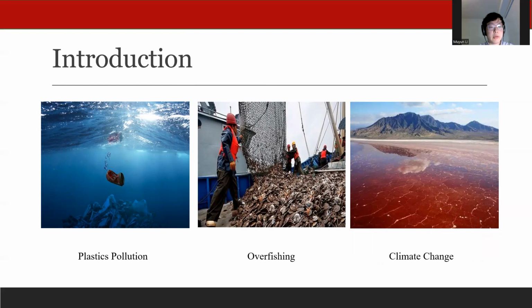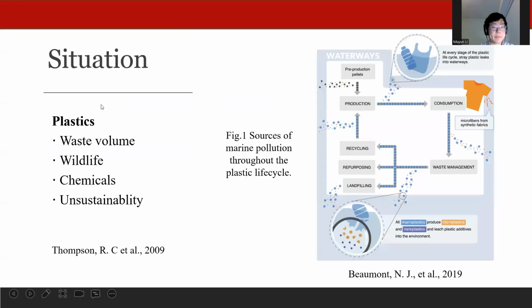There are three typical situations: plastic pollution, overfishing, and climate change, that are most likely to cause some serious problems. And those problems will also feed back to affect human health. So let's start with the plastic.